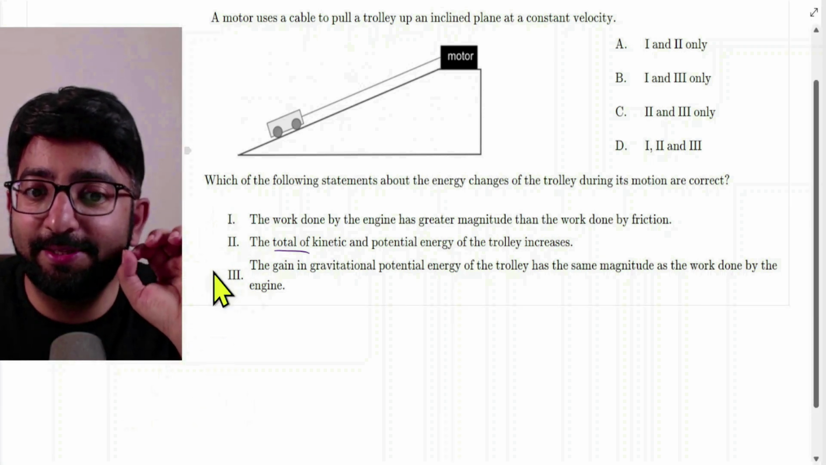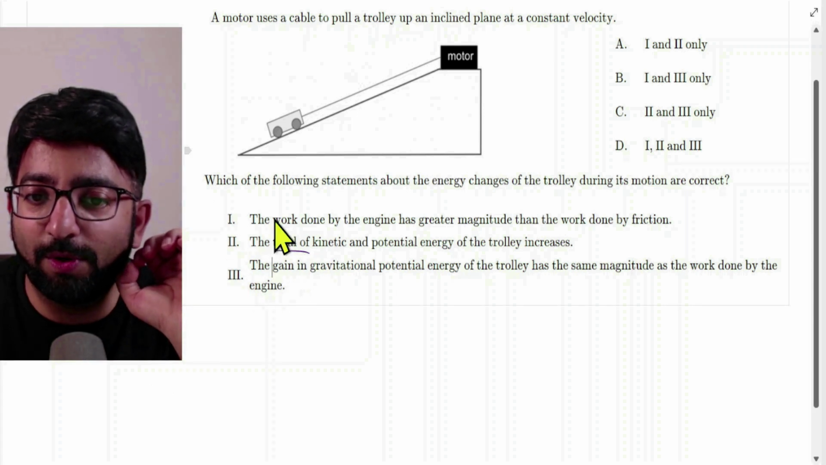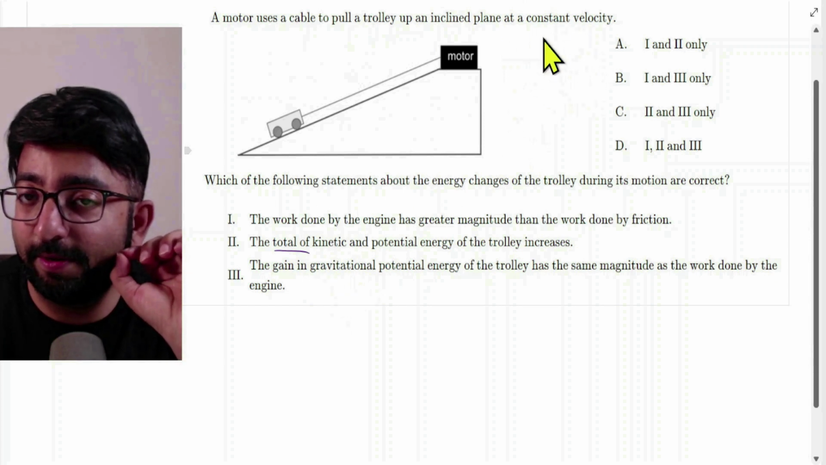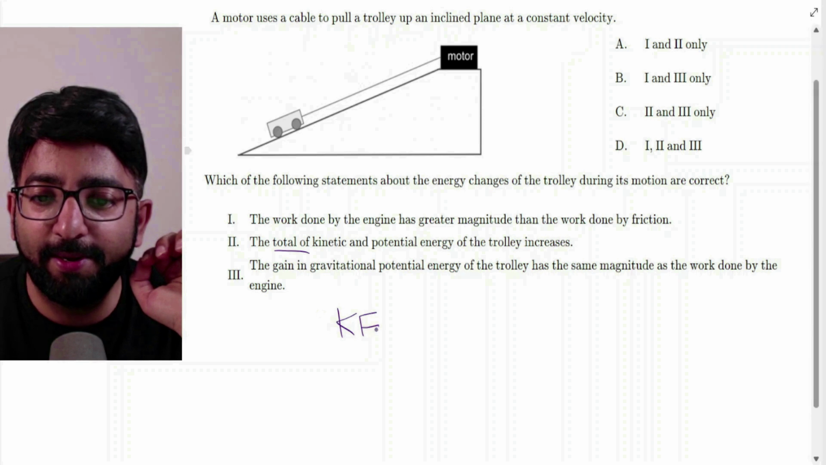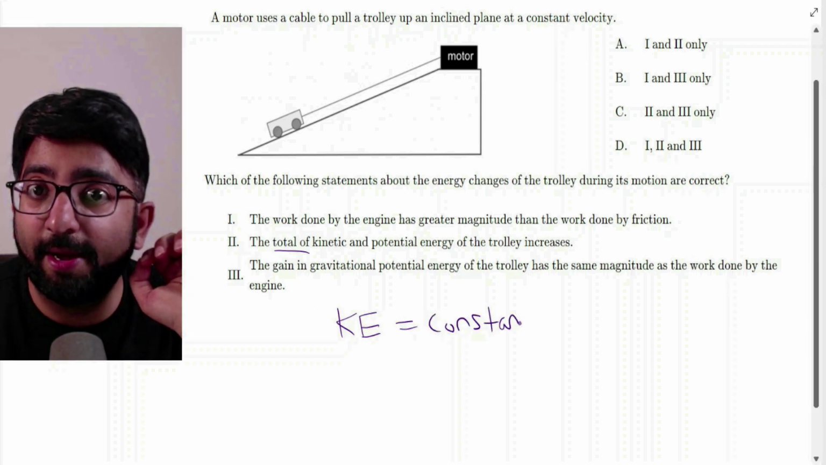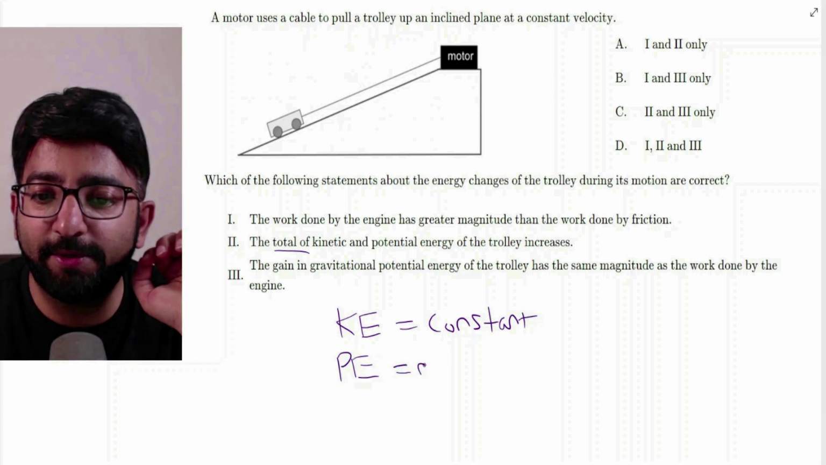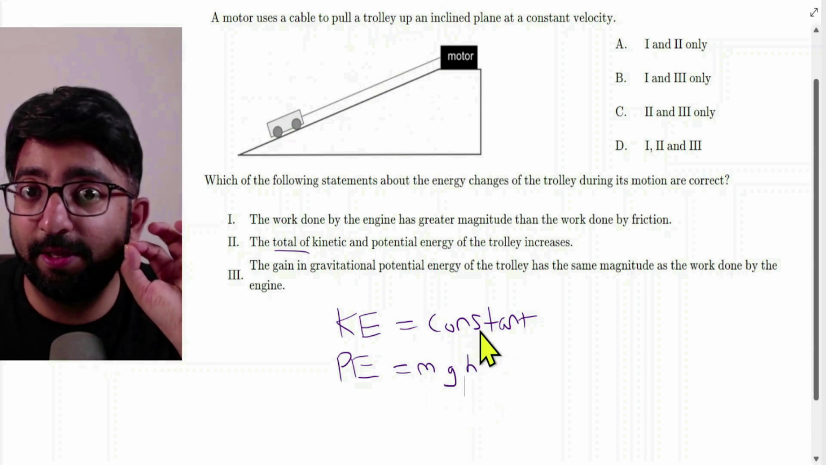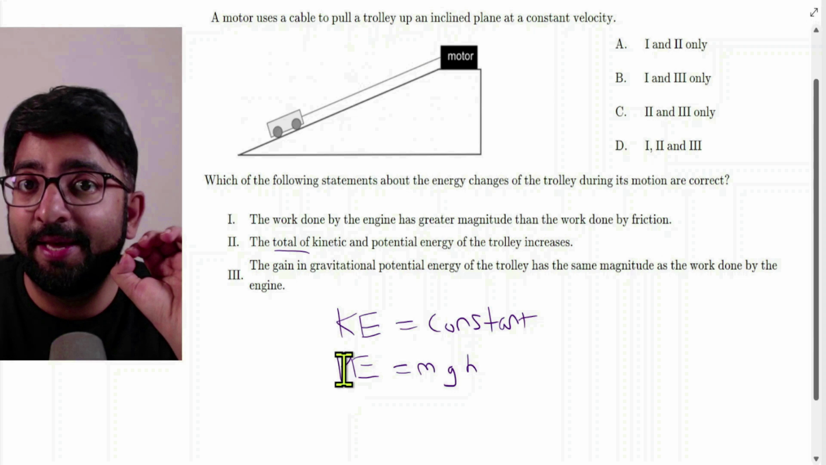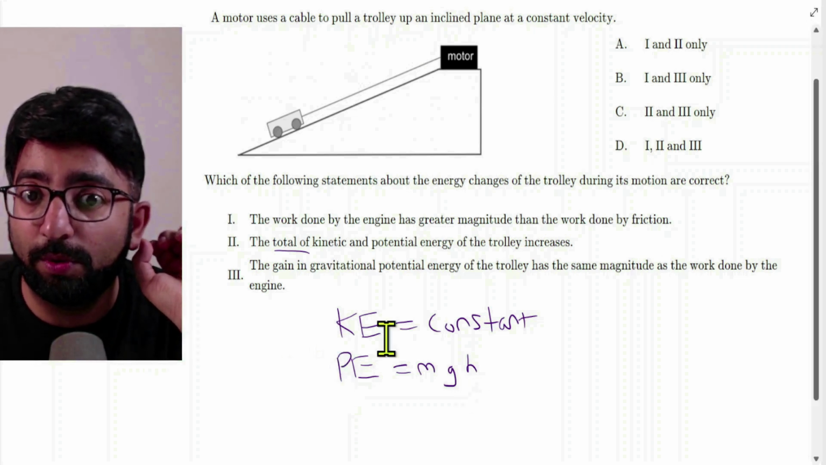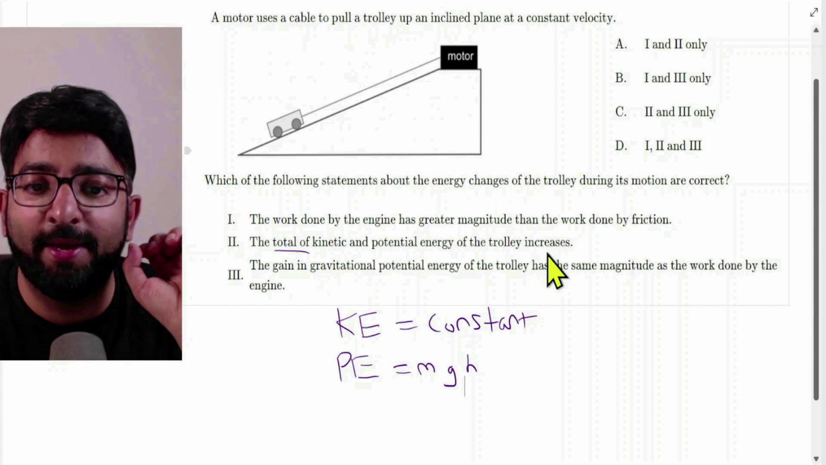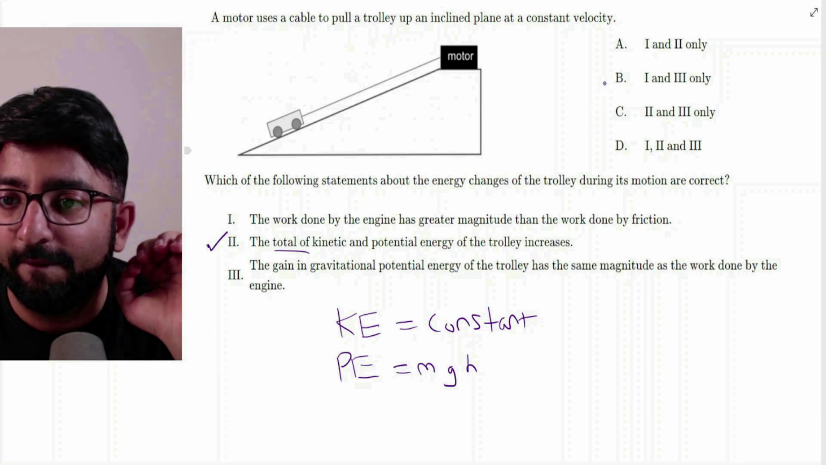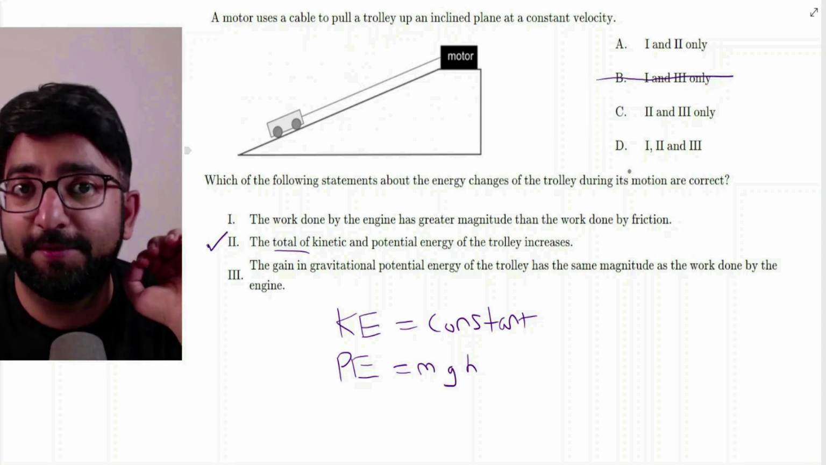But still, we need to check, is statement 2 right or wrong? It states that the total of kinetic and potential energy of the trolley increases. Kinetic energy, first of all, is constant since the velocity is constant. So let me write, kinetic energy is a constant. Whereas potential energy, the formula for potential energy is mgh. Now, as the trolley is going up, it is being lifted up, which means the value of h is positive. So potential energy is definitely increasing. Hence, the sum total of kinetic and potential energy also will increase. Hence, we can say statement 2 is definitely correct, which means now if you look at the options, we can eliminate option B since it does not have statement 2.